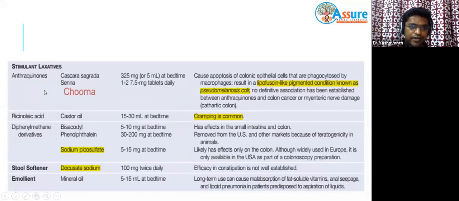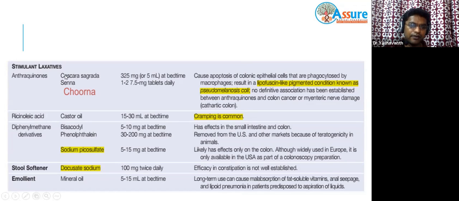Next we have stimulant laxatives, the anthraquinolones. These usually cause apoptosis of colonic epithelial cells, which are engulfed by macrophages. In the long run, this causes accumulation of a pigment called lipofuscin, which gives melanosis, pseudomelanosis coli. So melanosis is a misnomer. It is not melanin, it is lipofuscin. Please remember, this can be a question.